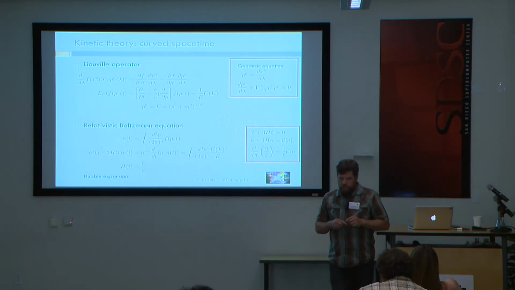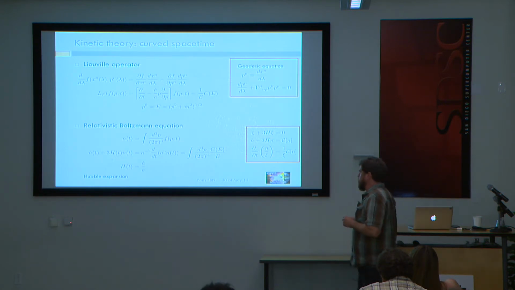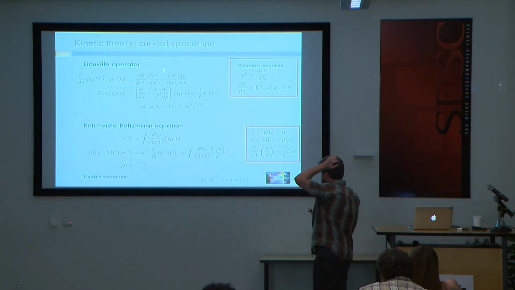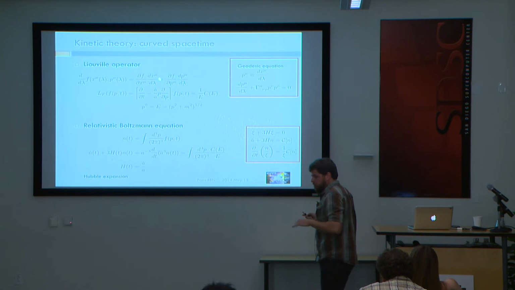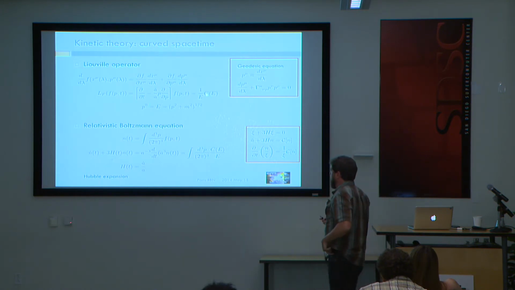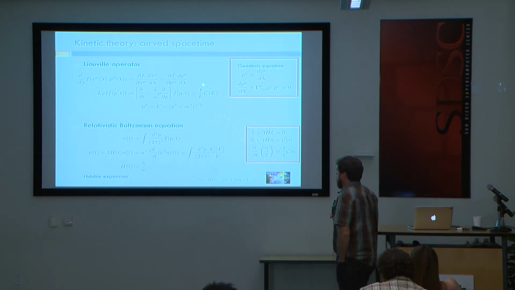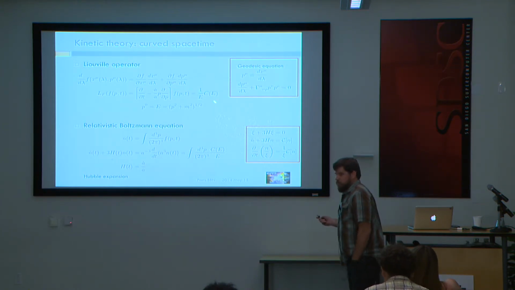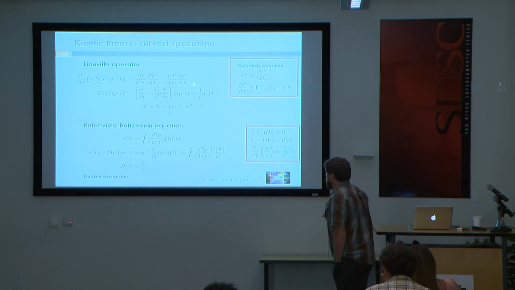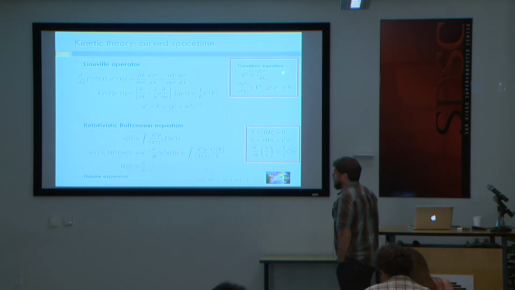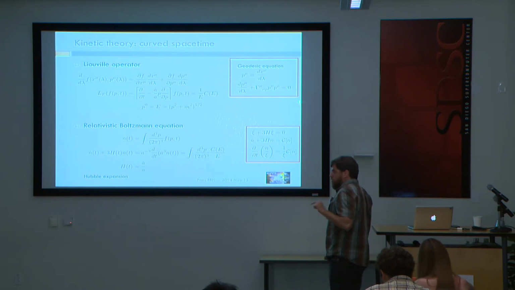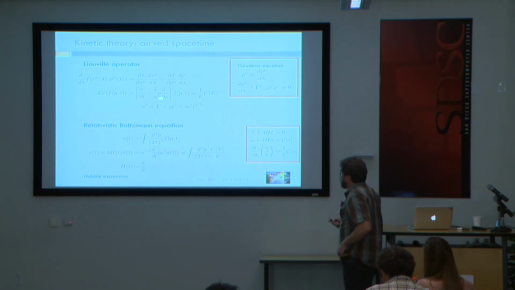Okay, so that was kinetic theory in flat space-time. Now in curved space-time, it's basically the same deal. It's only complicated by the fact that the metric is not the Minkowski flat space-time metric. It is the Lemaitre-Robertson-Walker metric, and therefore the geodesics are not simply straight lines, they have curvature.